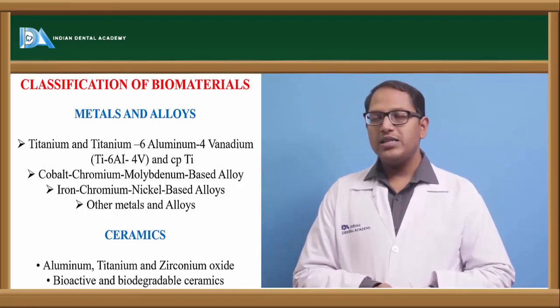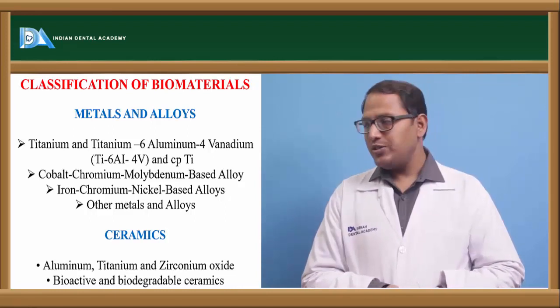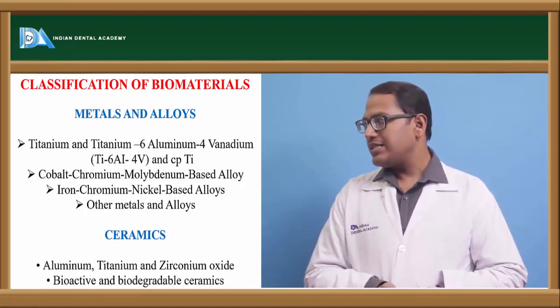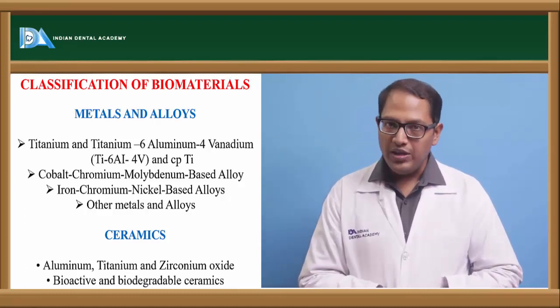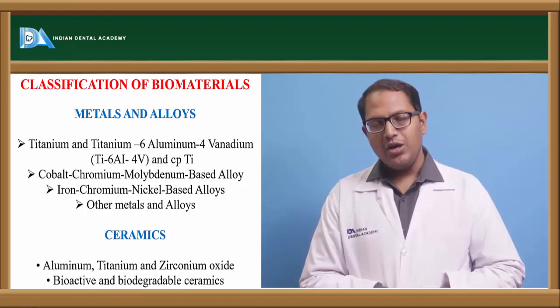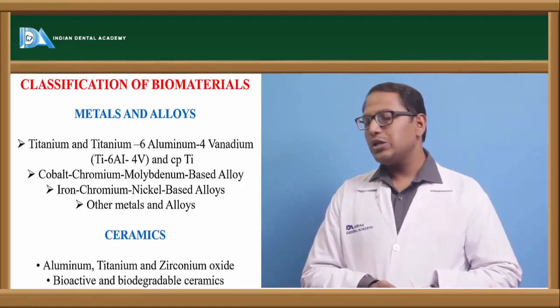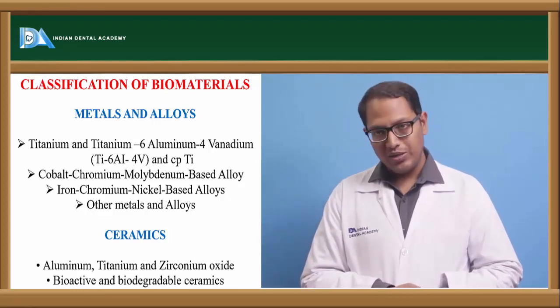Coming to the metals, we spoke earlier about titanium and its alloy. The titanium alloy is titanium 6 aluminium 4 vanadium, Ti6Al4V, which is the name of the titanium alloy. It can also be cobalt chromium, or iron, cobalt, nickel based alloys as well.